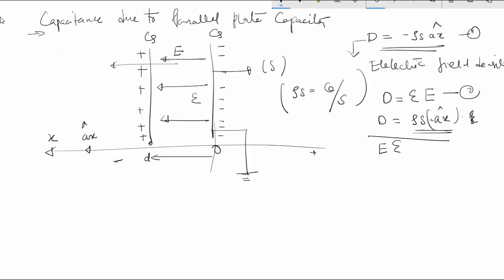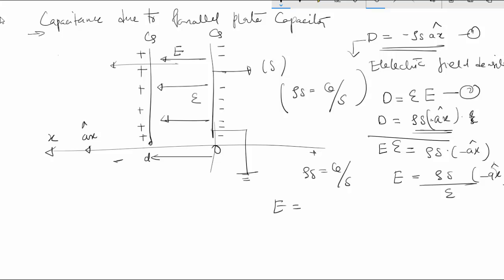If I take this as the second equation, then based on the first and second, D equals rho s into minus ax. So my electric field intensity will be rho s divided by epsilon into minus ax, which is a vector direction, and my rho s is equal to Q by S. So my electric field intensity E will be equal to minus Q upon epsilon S in the direction of the vector.